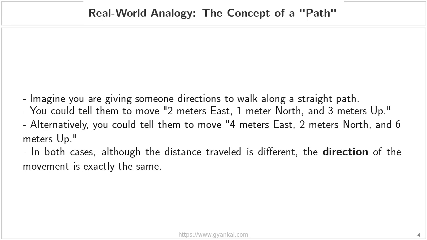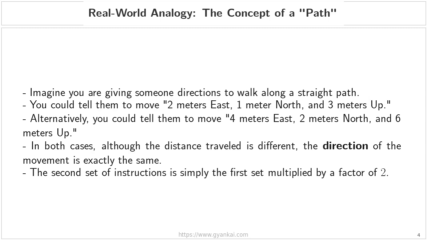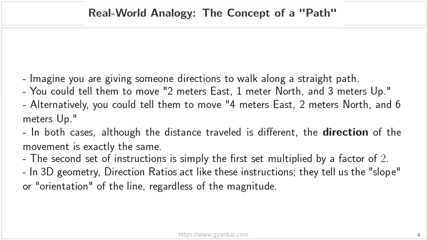If you look closely at these two sets of instructions, you'll notice that in both cases, even though the total distance traveled is different, the actual direction of the movement remains exactly the same. If you look at the math behind this, the second set of instructions is simply the first set multiplied by a factor of 2. This is exactly how direction ratios behave in three-dimensional geometry. They act just like these instructions. They tell us the slope or the orientation of the line in space, regardless of the magnitude or the length of the vector we are using. This leads us perfectly into our next slide, where we will see this principle applied to a specific numerical example.